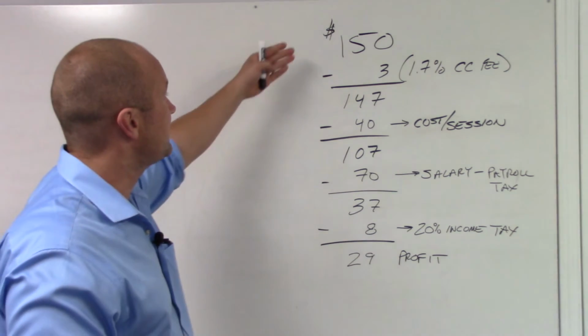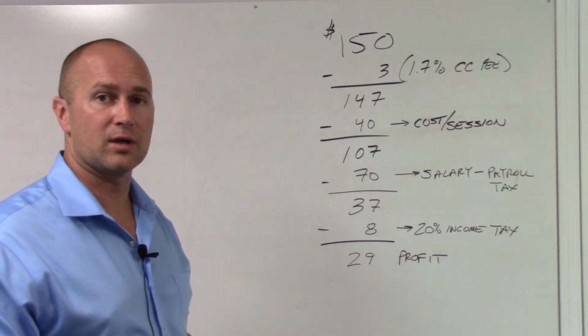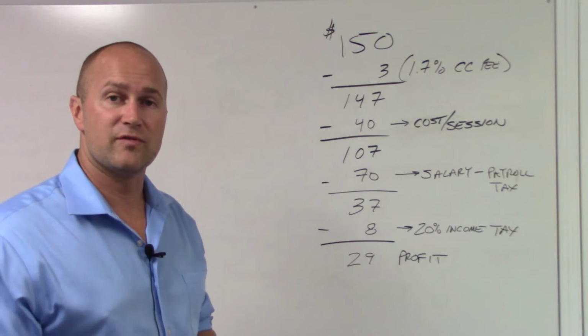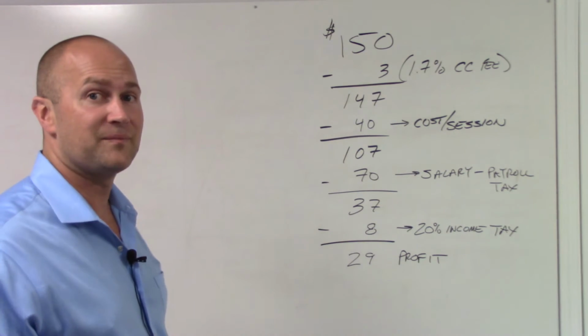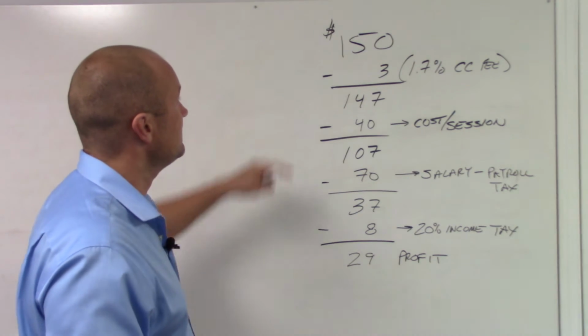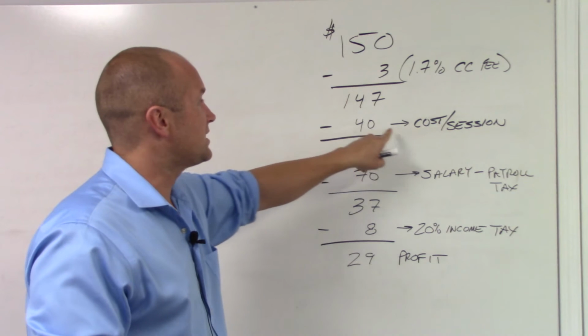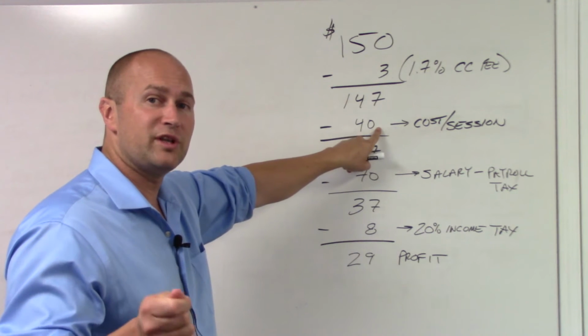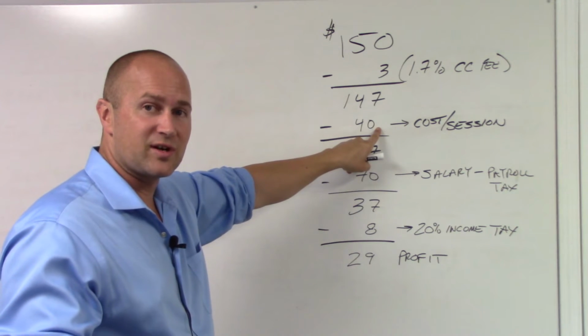So this is how the example numbers work if you're doing individual visits in a cash-based clinic. Now let's play around with some of the numbers. What if we can change this number? What if we can get really efficient and decrease our expenses?